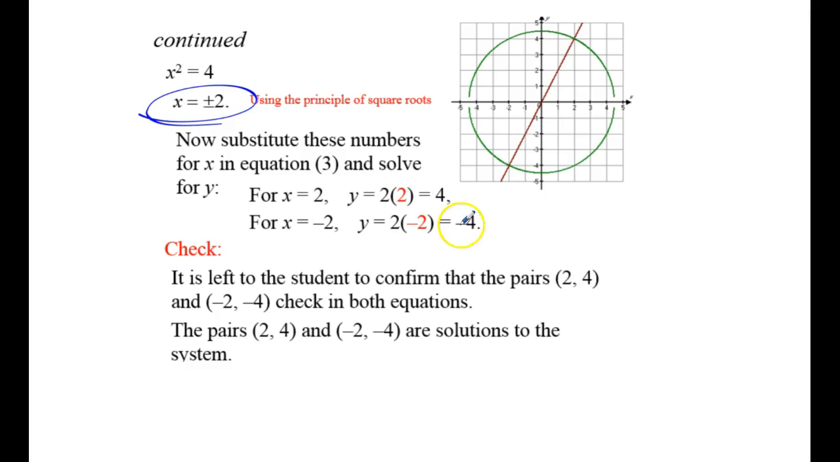They got positive 2 and negative 2, and there's the 4 and the negative 4. They've actually graphed the function, and so you can see over 2 up 4 is a solution, and this is 2 to the left, and so negative 2, negative 4, and there's the solutions.